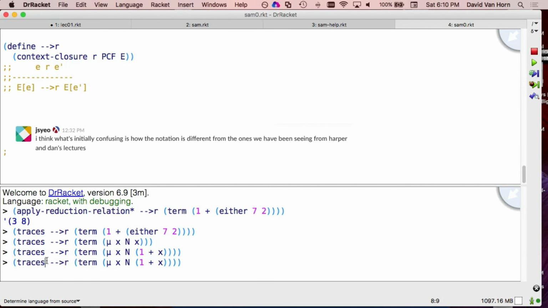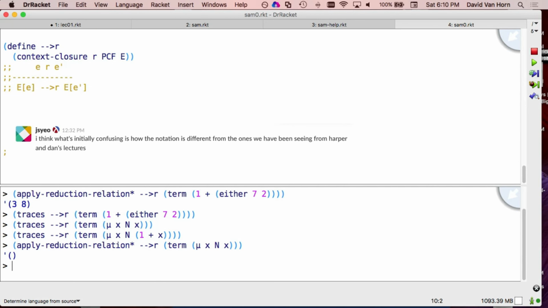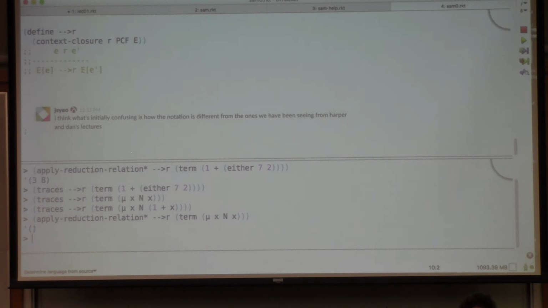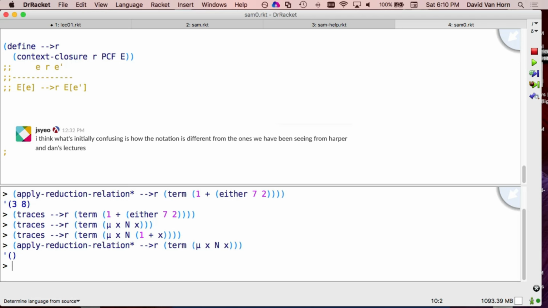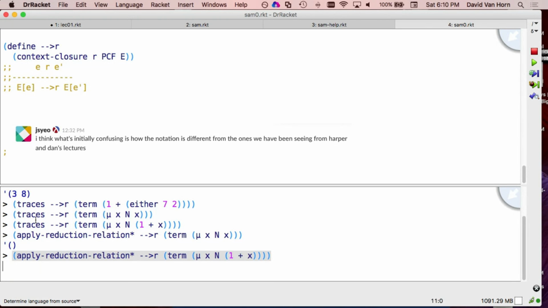So if we go back to apply reduction relation star, in the first example, we get back the empty list because there are no irreducible terms that you ever get to. And Redex figures that out. Okay, so it answers, right? It says there are no irreducible terms that you ever get to. It cannot figure that out in this case, okay, and it will just run forever.